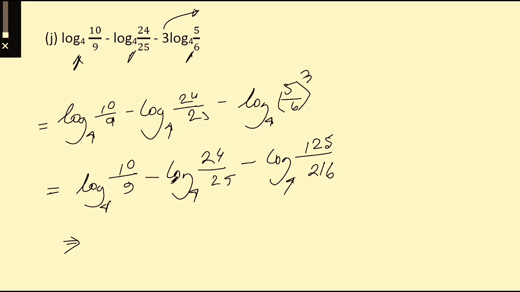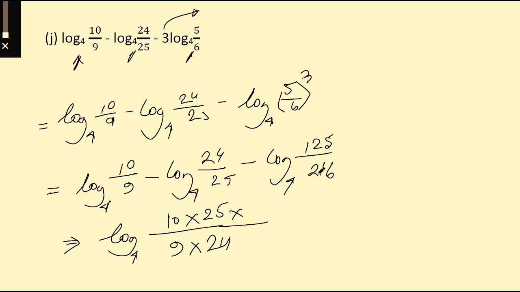So here we have 3 logs with a subtraction relation with the same base. According to the division rule of log, we can write it as a single log, like log 10 times 25 times 216 over 9 times 24 times 125. If we calculate this argument, finally we will get log 2 to the base of 4.